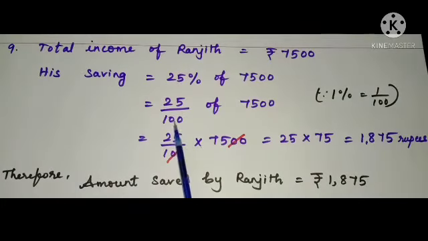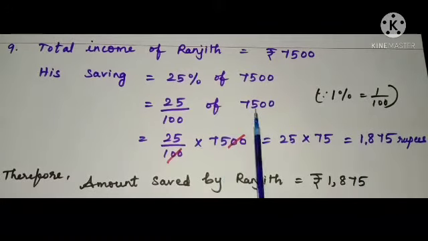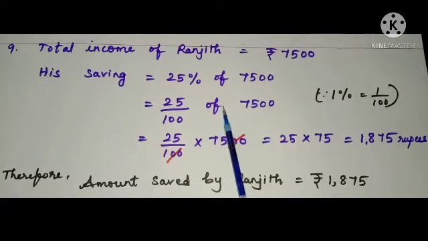25% can be written as 25 by 100 because 1% is equal to 1 by 100. And "of" is the keyword for multiplication. So in place of "of" we can put a multiplication sign, 25 by 100 into 7,500. Now let us simplify. Cancelling 2 zeros from the numerator and denominator, we get 25 into 75. By multiplying these two values, we get 1,875 rupees. Therefore, the amount saved by Ranjit is rupees 1,875.